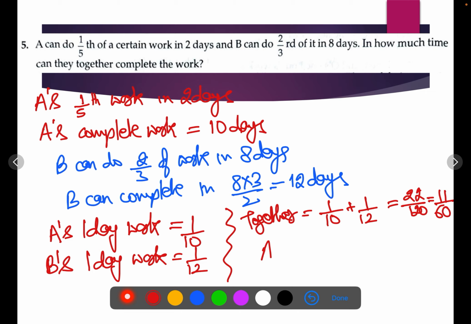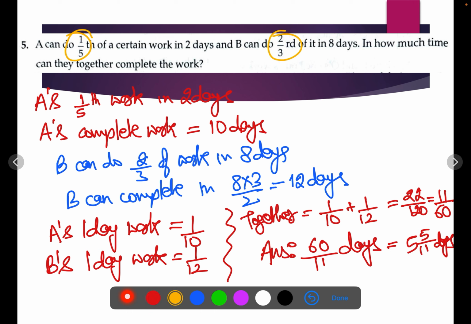So what would be my answer? They can complete, I have to reciprocate, 60 upon 11 days. 60 upon 11 days means 5 5 by 11 days. I hope it is clear. What we have done here is very simple. Different ratio of the work is given for the same work. So I have found one complete time when they can complete work individually and applied the same plan.